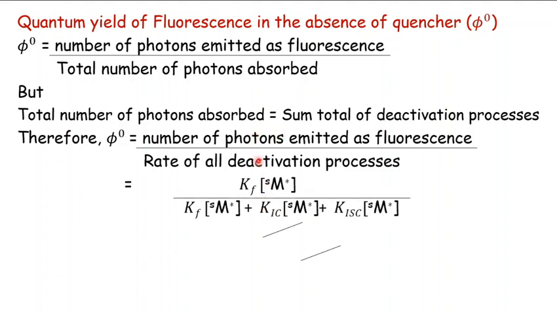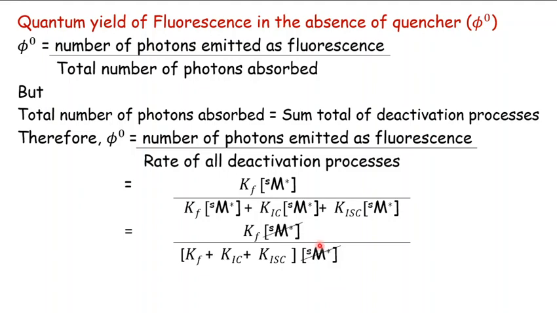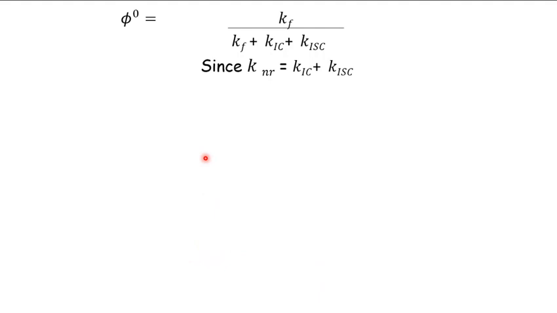So this will be the rate for the fluorescence. This is again for fluorescence, because the deactivation processes will include fluorescence as well. This will be for internal conversion, and this will be for inter-system crossover. We'll take this M common in the denominator, so this M and this M go. What will be left is phi naught equal to Kf divided by Kf plus Kic plus Kisc.